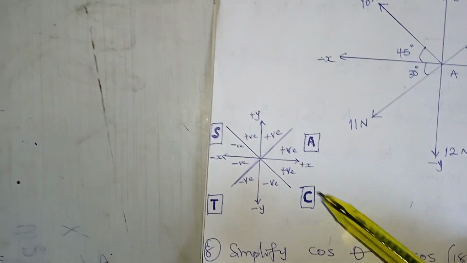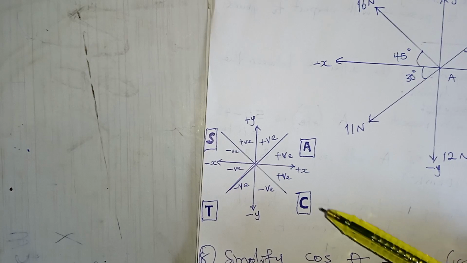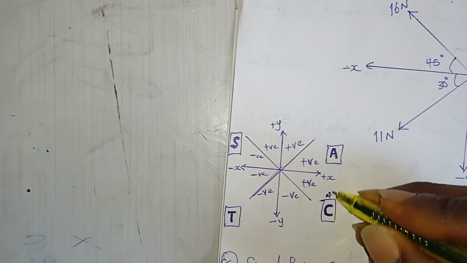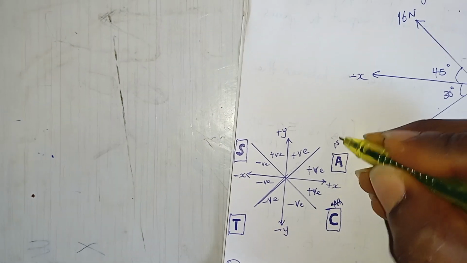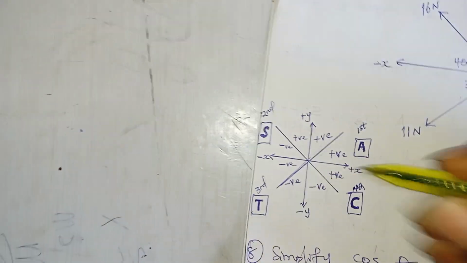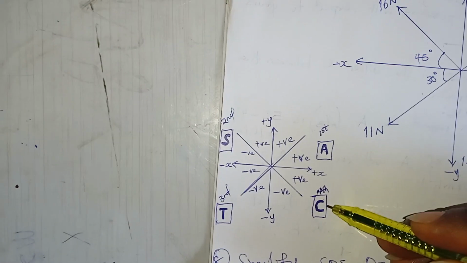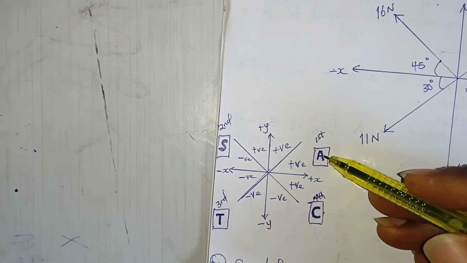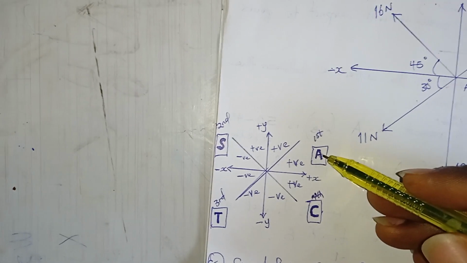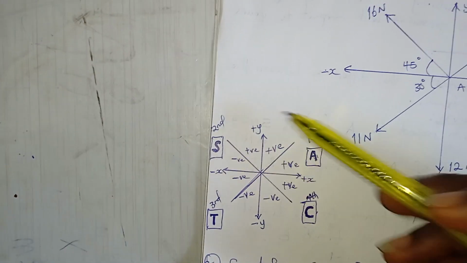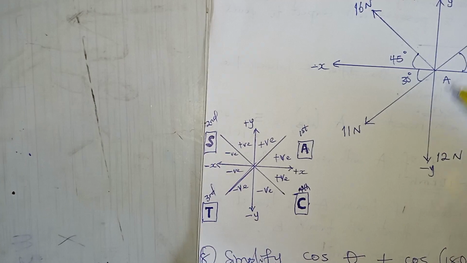and we call this quadrants. What this quadrant is talking about is that this is the first, this is second, this is third, and this is fourth quadrant. So we call it CAST. At fourth quadrant, only cos theta is positive. First, all the trigonometric ratios are positive. Second quadrant, only sine is positive. Third quadrant, only tan is positive.